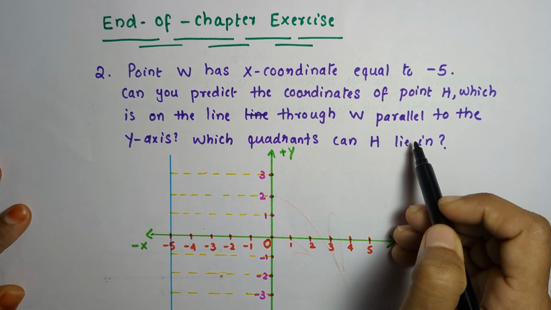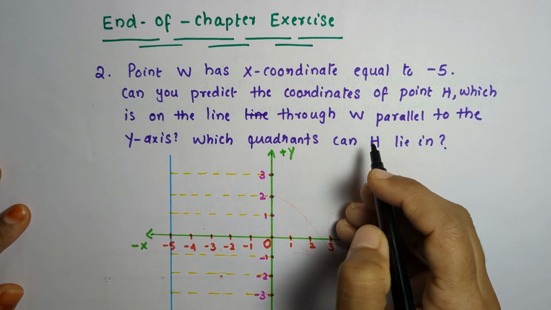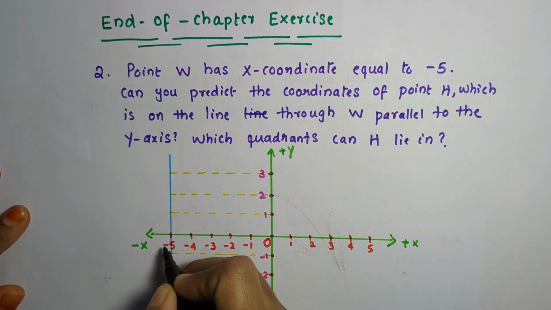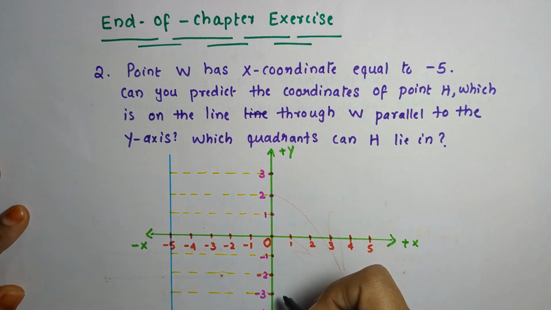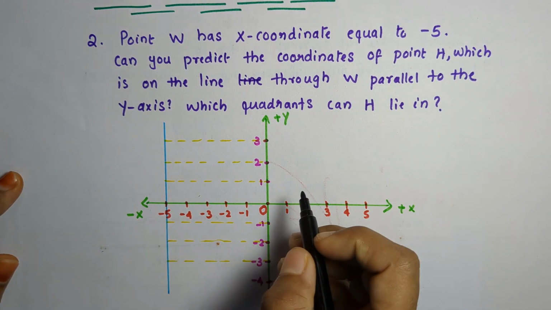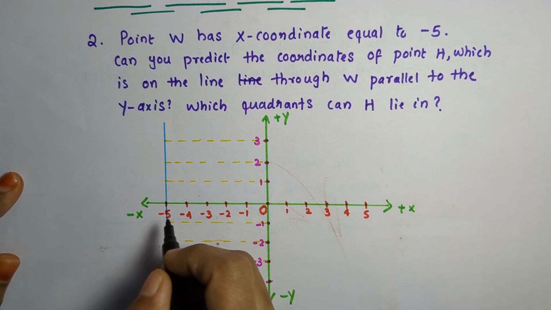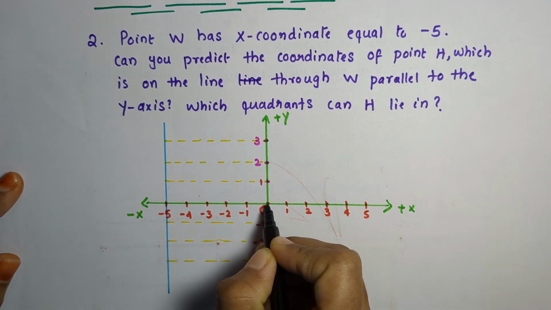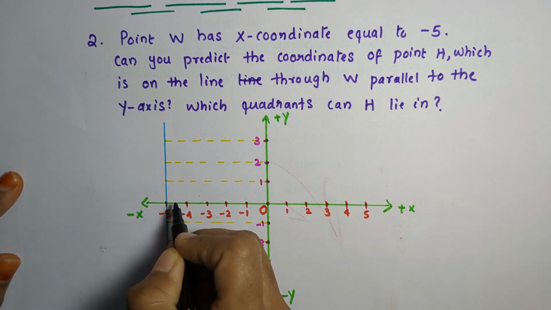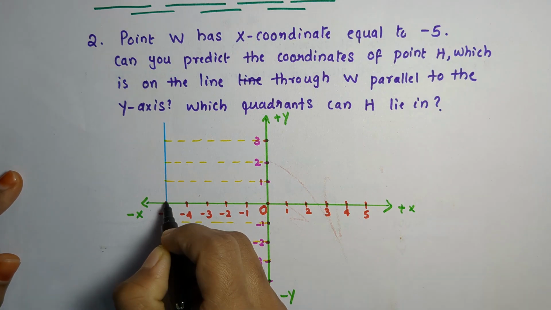So you see, it is said in the question that the point W has an x coordinate equal to -5. So we know that from the origin to the right is the positive x-axis, to the left the negative x-axis, above it the positive y-axis, below it the negative y-axis. So x coordinate equal to -5 means the negative values on the x-axis will be on the left side of the origin. So the point W will be somewhere here.